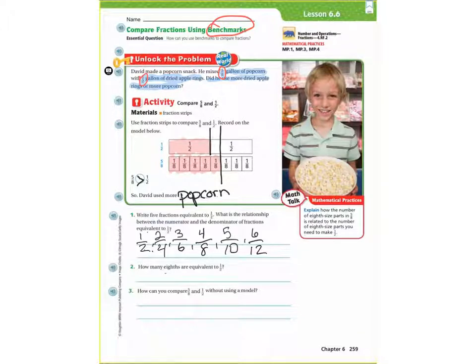Now, this question: how many eighths are equivalent to 1/2? So let's look here. We have halves, quarters or fourths, sixths, eighths, and then if we keep going, tenths and twelfths. Right now I just care about eighths. So how many eighths are equivalent to 1/2? Meaning, what's my number at the top? 4. So I have 4 eighths, or if you want to write it in longhand, you can say 4 eighths. So 4 eighths is the same as 1/2.